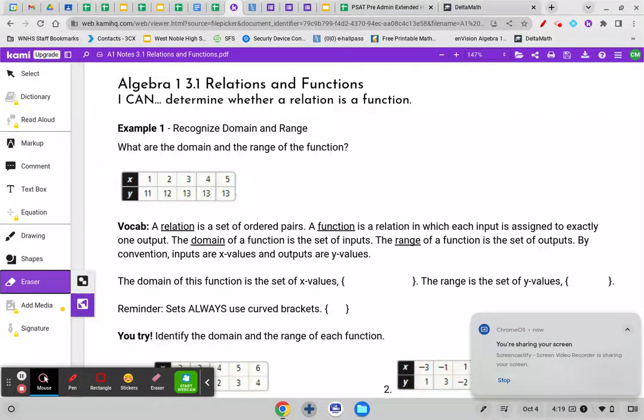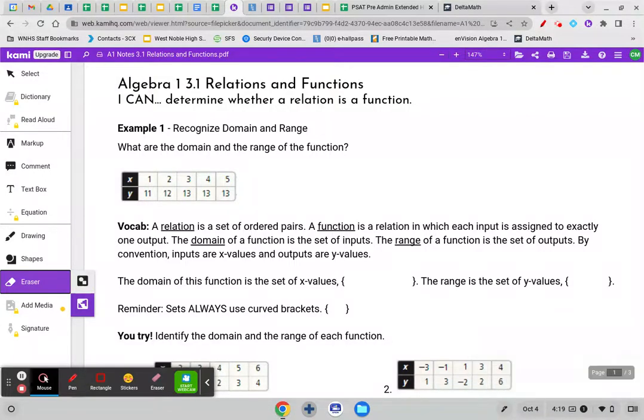Hi guys, today we are going to be learning lesson 3.1. This is about relations and functions, and you guys will be able to determine whether a relation is a function by the end of today.